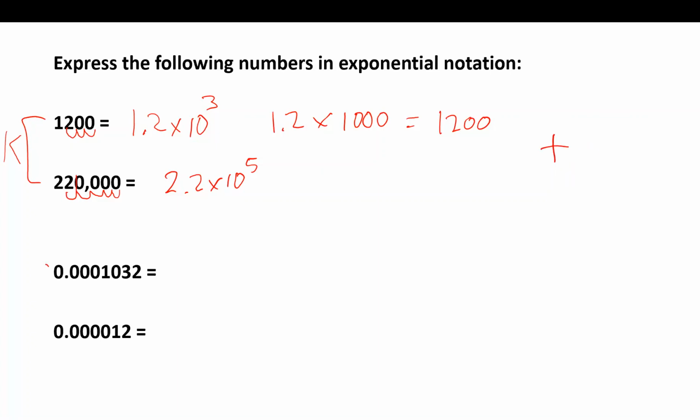These next examples are less than 1, so we're going to have negative exponents. We're moving the decimal over to the right. 1, 2, 3, 4. So we get 1.032 times 10 to the negative 4. Over here, we move it over 1, 2, 3, 4, 5. So this would be 1.2 times 10 to the negative 5.